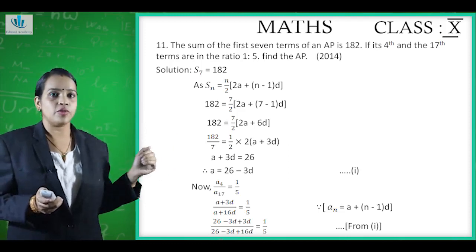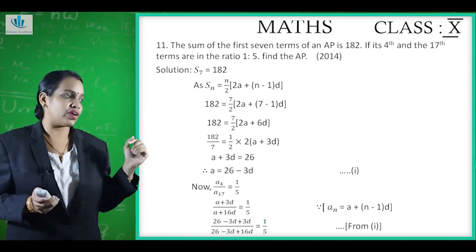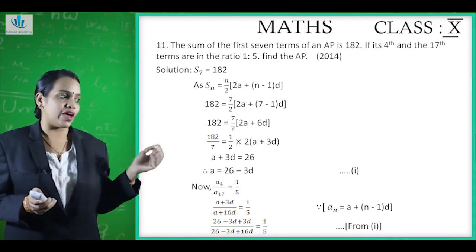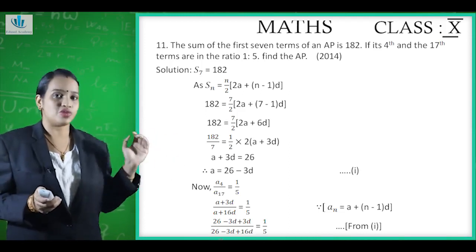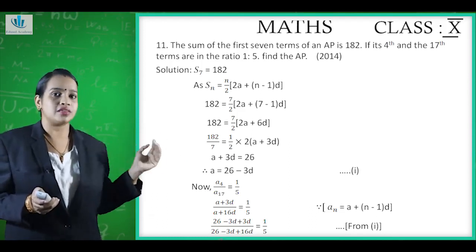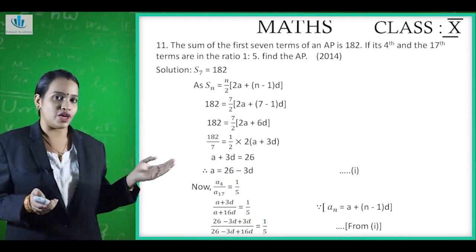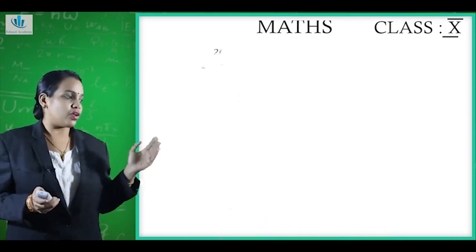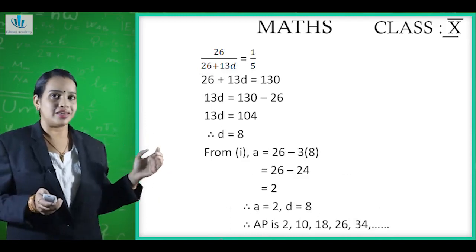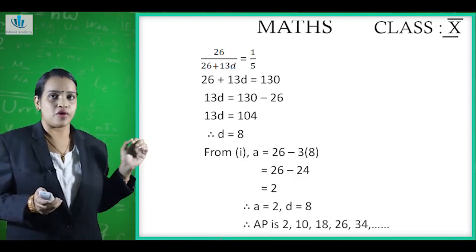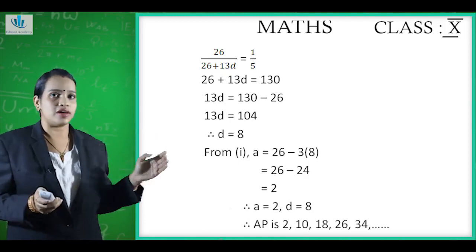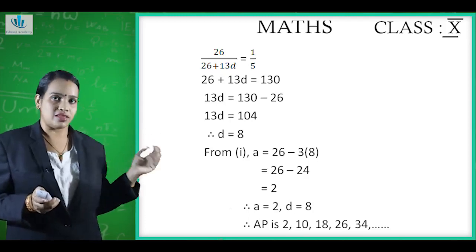Now what we will do, we will put the value of a, which we have already got, that is we have put the equation as 1. So from there we will put the value of a. So it becomes 26 minus 3d plus 3d upon 26 minus 3d plus 16d, which is equal to 1 upon 5. Now when we solve this, we will get 26 upon 26 plus 13d, which is equal to 1 upon 5. When we put it on the other side, it becomes 26 plus 13d is equal to 130.